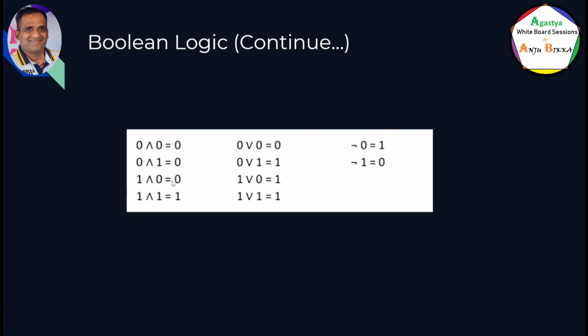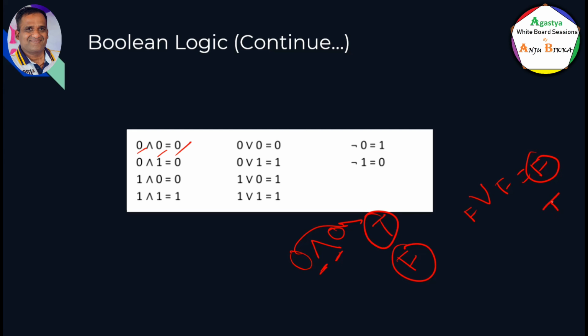Now we can see this is the truth table of the example. 0 means false, then false and false. The same we need to remember. So in the case of and, if both are true, then only true. In all other cases, it is false. Here, if both are false, then only false. In all other cases, it is true. And negate: true becomes false, false becomes true.